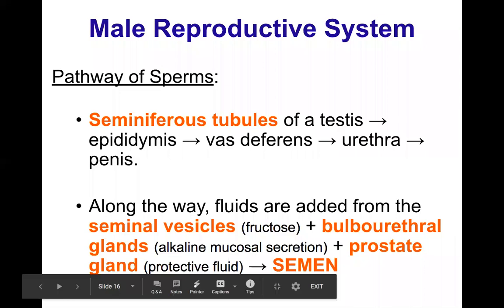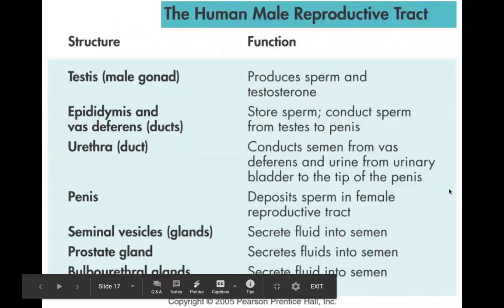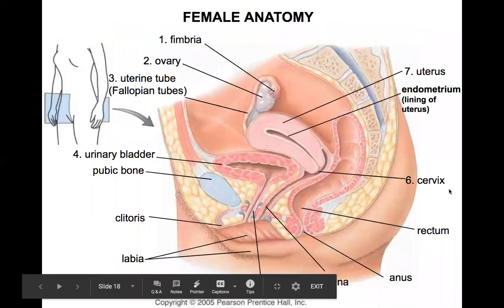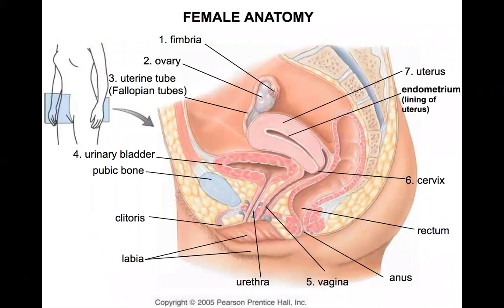So here's a summary of the major parts that the sperm cell travels through, beginning from the seminiferous tubules inside the testes, followed by the epididymis, vas deferens, urethra, and then the penis. So let's explore the female reproductive system. The female reproductive system involves a number of organs.